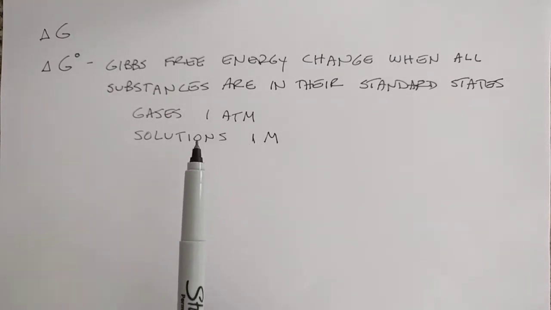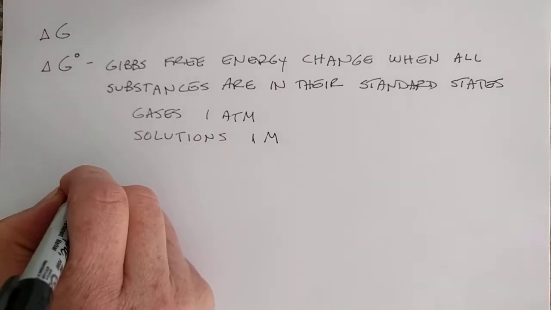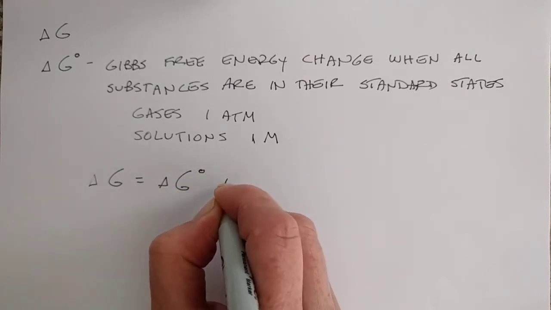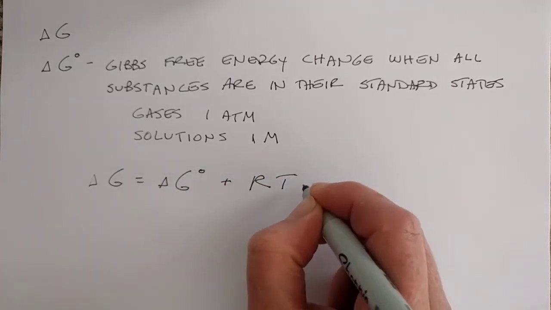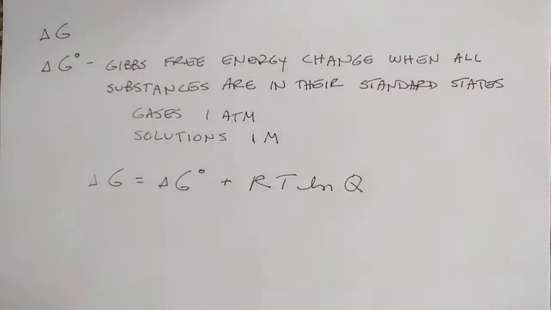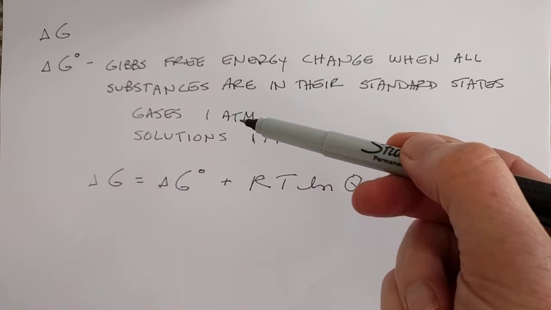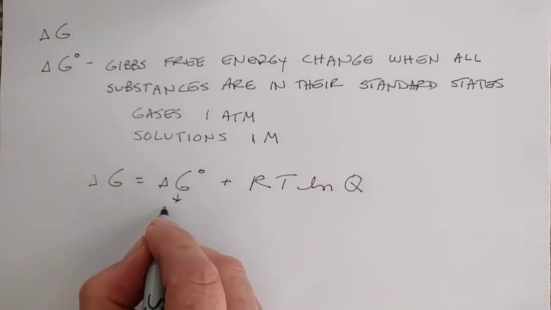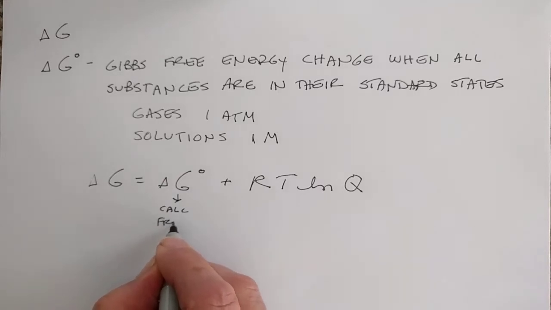And there is a relationship between the delta G and the delta G zero. And that is that the delta G is equal to the delta G zero plus RT, the ln of Q. So we have to add this term to the delta G zero to get the delta G if we have any gases that are not at 1 atmosphere or any solutions that are not at 1 molar. All right, so this delta G zero, we can calculate this from our table of delta G zeros.